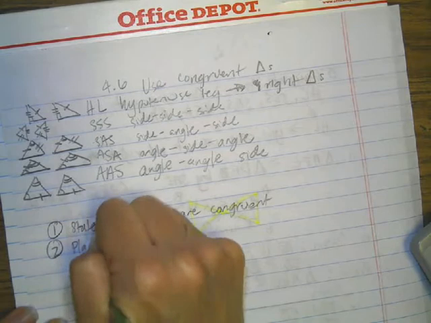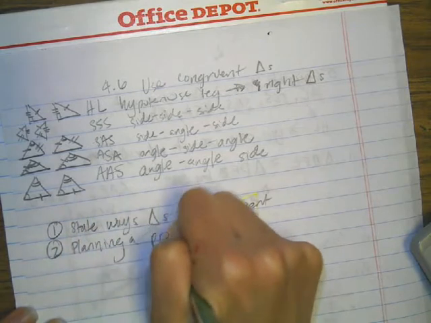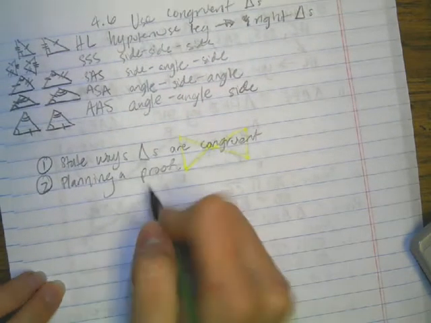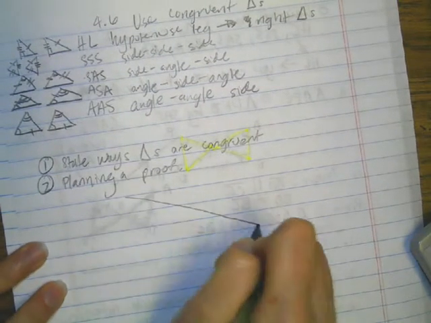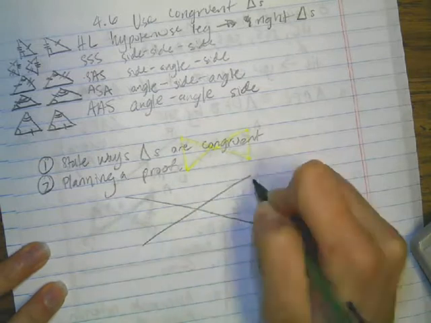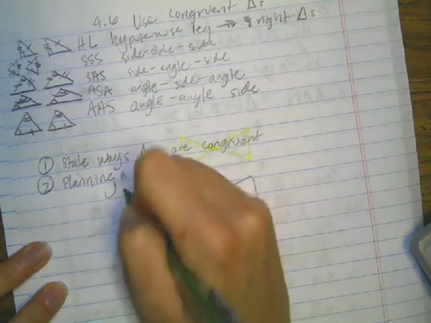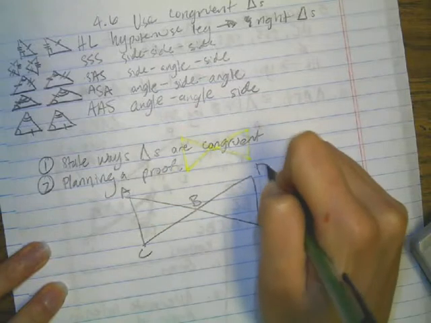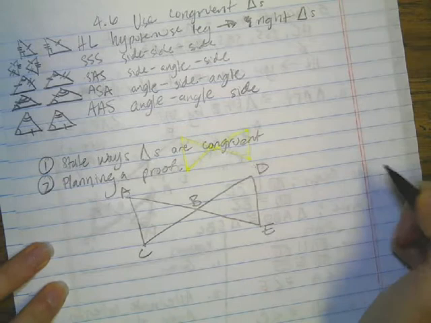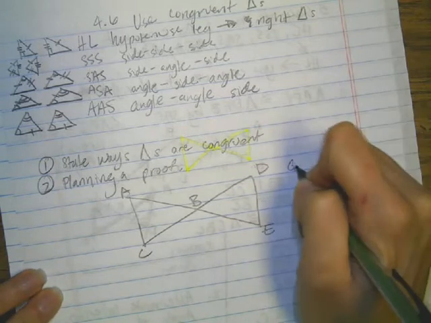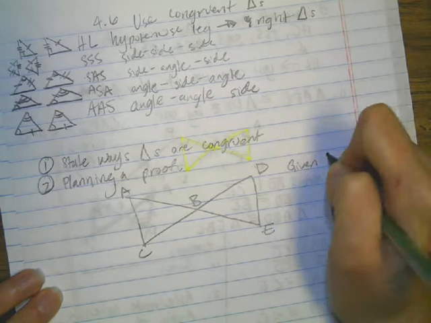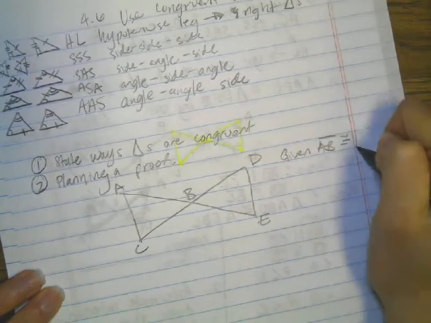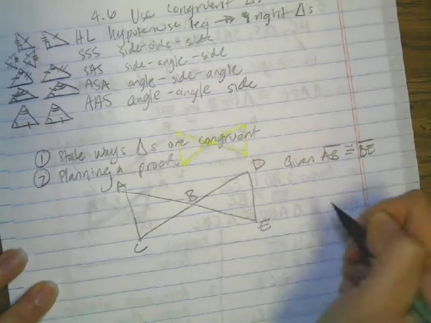Now, what I need you guys to understand is this. Let's say we had, let me draw two triangles. Let's say we had A, B, C, D, and E. So let's say we had these two triangles, and we were given that AB is congruent to BE. Okay, which I'm going to mark on here.